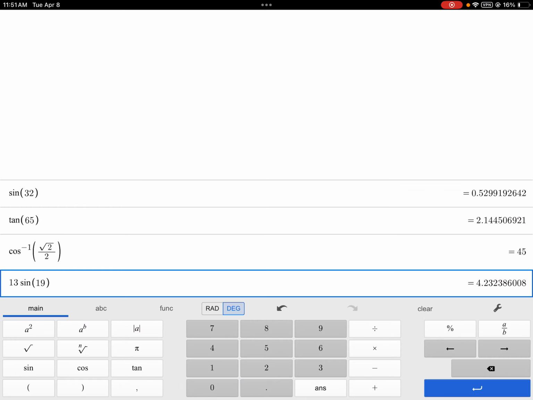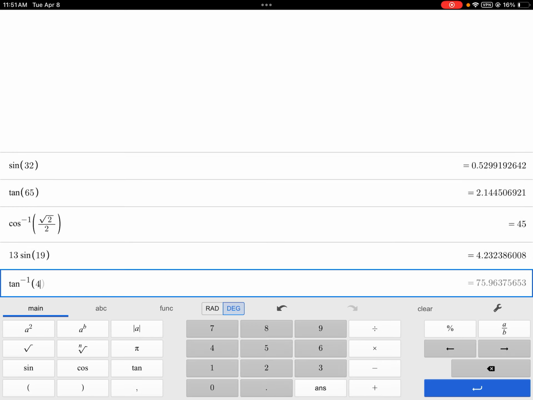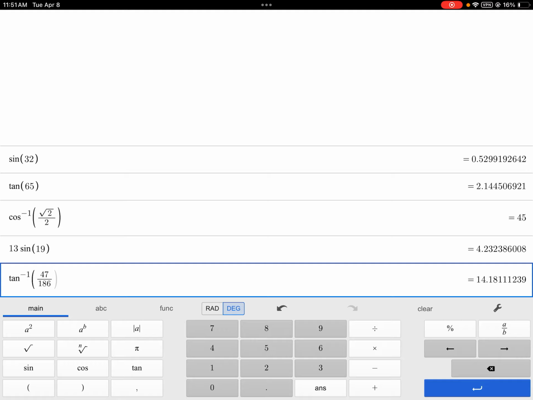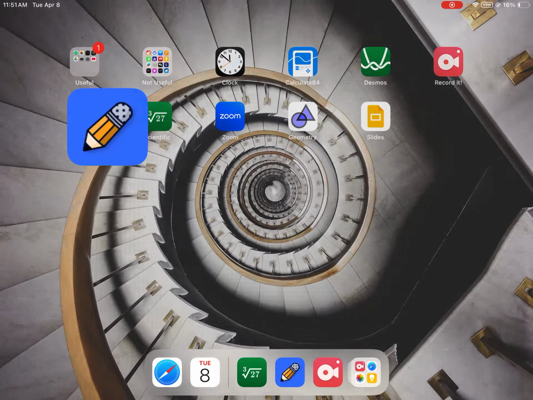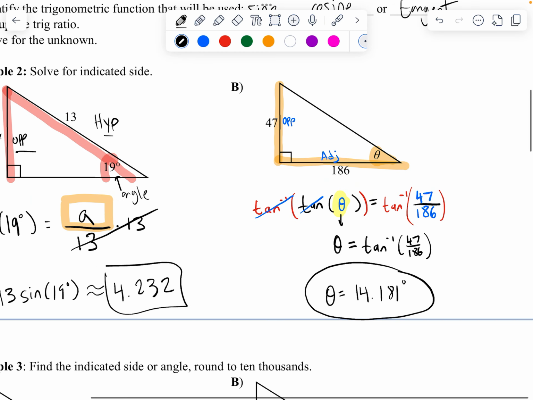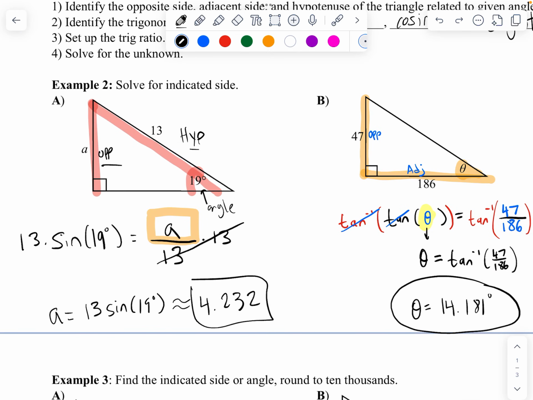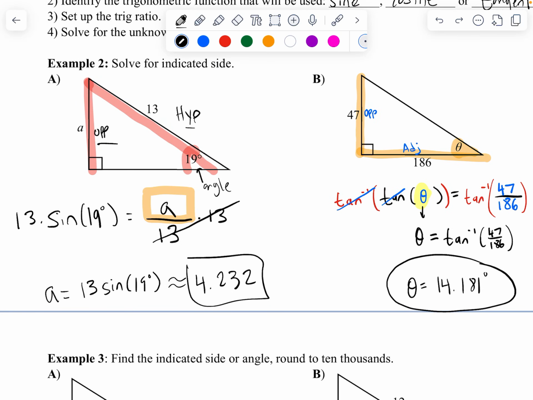That's the exact answer. So all we do now is we just need to find that. So we have 47 over 186, inverse tangent of that, and we get 14.181 degrees. And there's your angle. Right, 14.181 degrees is the angle that would create that particular triangle. Okay, that's honestly as crazy as it gets. The rest of these examples, we'll just be doing a lot of those exact same setups. So we're going to move a little bit faster now.